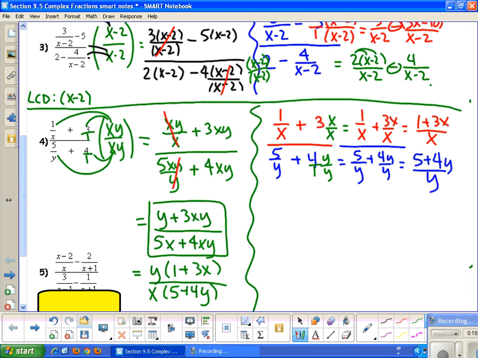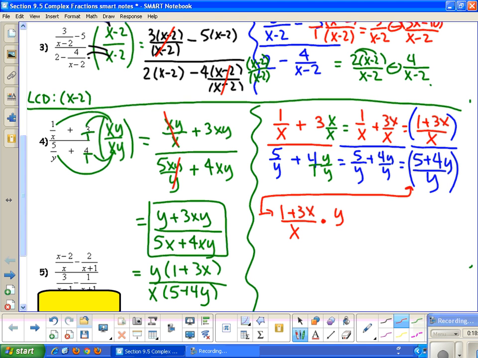And remember, these two are being divided. So now I have a fraction divided by a fraction. I would multiply by the reciprocal. So I'm going to bring all that down here. So then this would be 1 plus 3x over x, and then times y, I'm multiplying by the reciprocal, over 5 plus 4y. And then numerator times numerator, denominator times denominator. So this would be y times 1 plus 3x over x times 5 plus 4y.